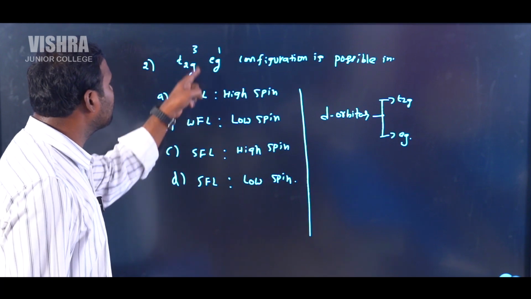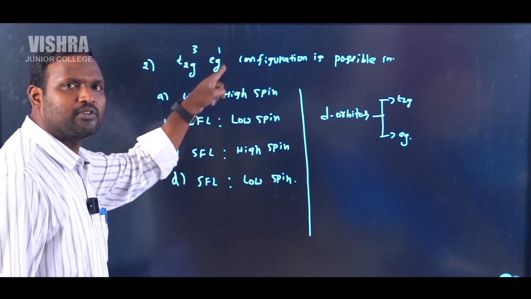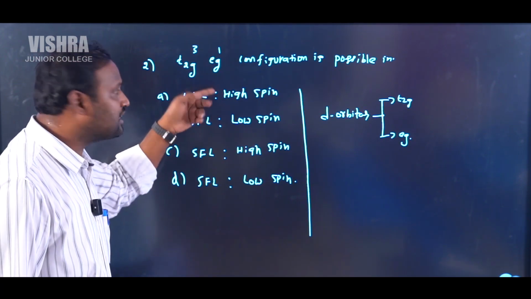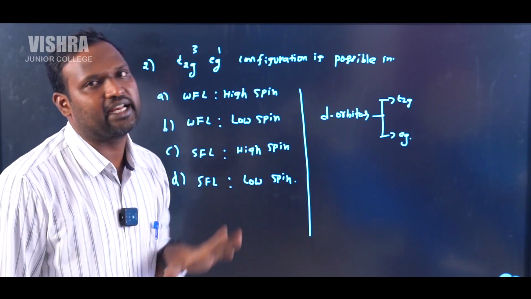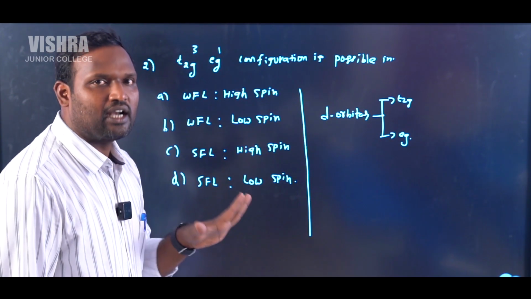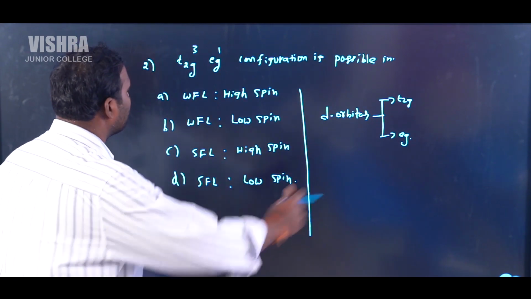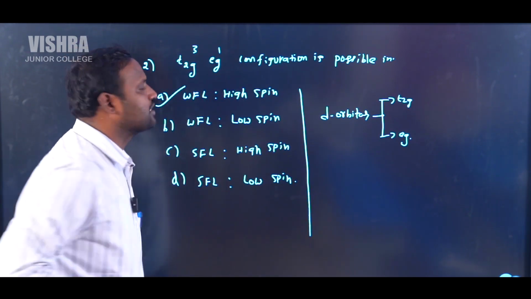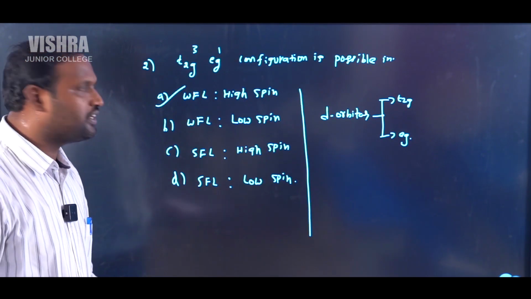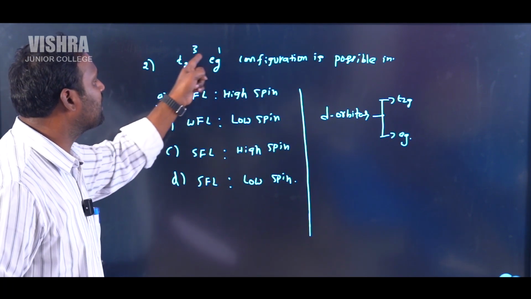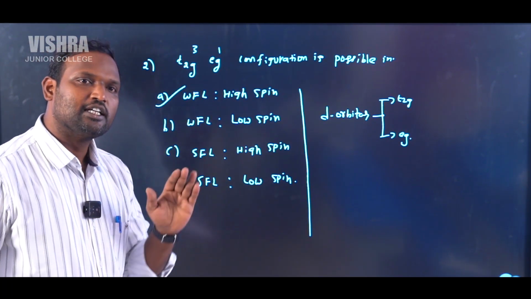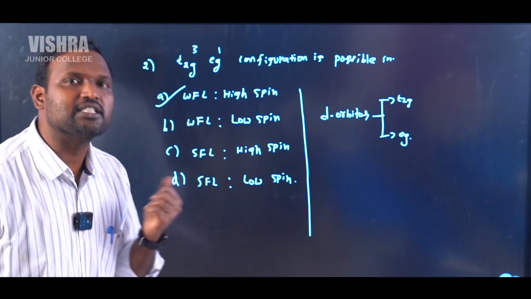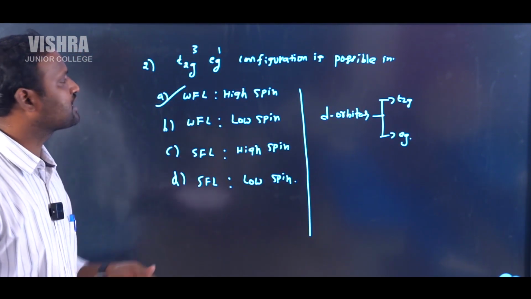So in this case, the t2g3 eg1 configuration. Whenever the central metal atom has this type of electronic configuration, it is bonded with weak field ligands. So weak field ligand with a high spin is the correct answer in this case, because the number of unpaired electrons is 4. Whenever the number of unpaired electrons increases, the spin of the complex also increases. So the first one is the correct option.